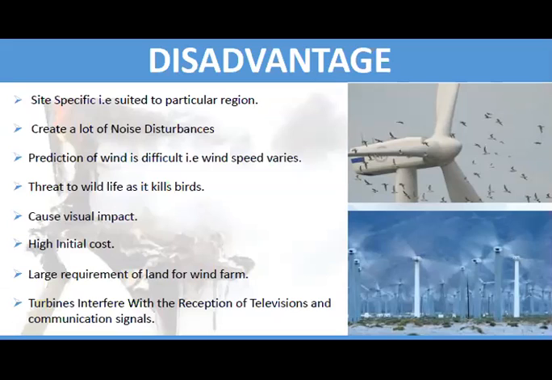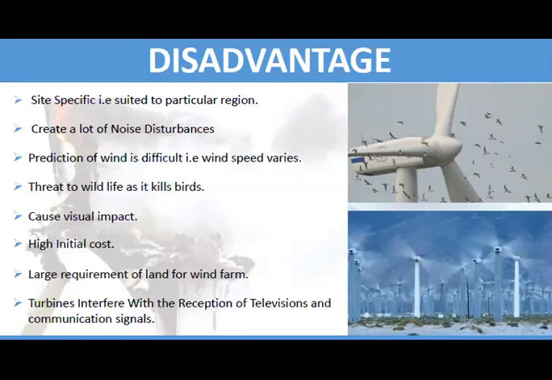And the next one is that prediction of wind is difficult, that is, wind speed varies. This is the most important consideration, which I also mentioned in the performance factors, the wind prediction. The direction from which most of the wind comes to that particular place, that identification is very important. And there is a threat to wildlife as it kills birds. So there should not be any birds in that way.